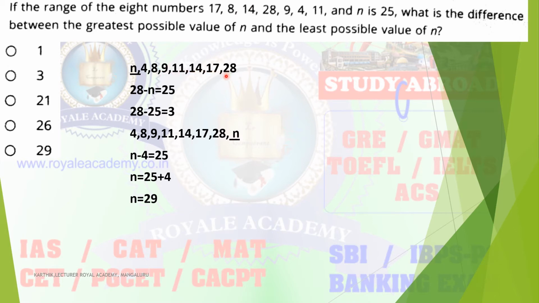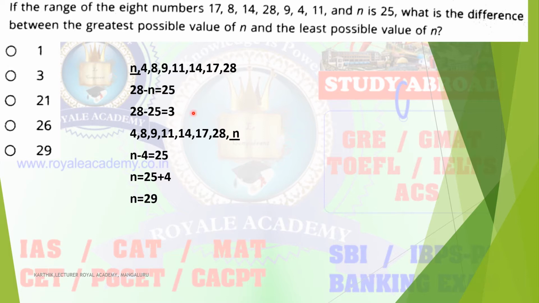So now, what is range? I already told you. How to find the range? Range is nothing but last value minus first value. The range given is 25. Last value minus first value: 28 minus n is equal to 25. While simplifying this, 28 minus 25 is equal to how much? 3.